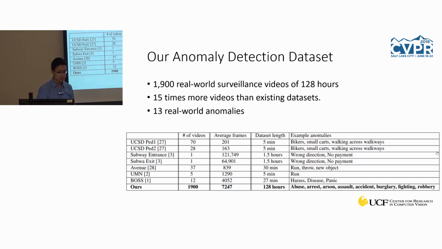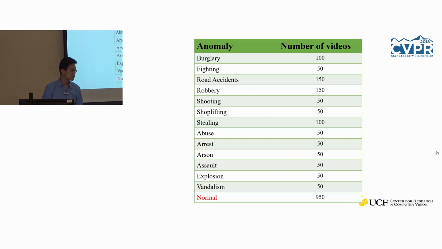So for our dataset, we collect 1900 realistic real-world surveillance videos from YouTube, about 128 hours. The dataset is 15 times larger than the existing datasets, and it contains 13 real-world anomalies. And here are the distributions of the number of videos in each anomaly category. And we also have 950 normal videos.